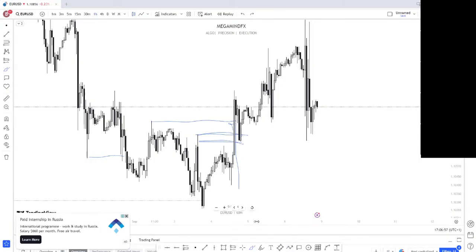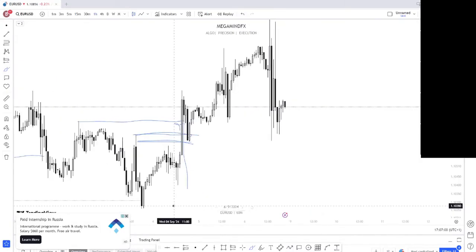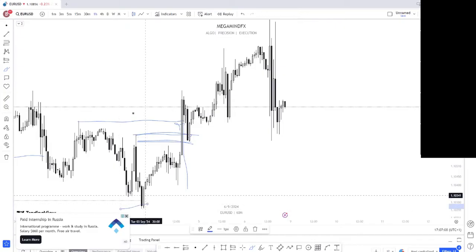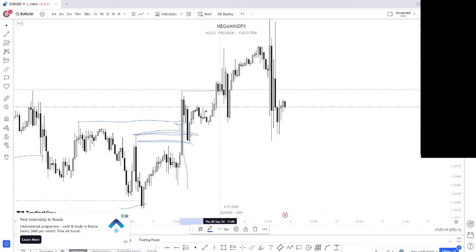Can you explain again what that internal liquidity is? It's not very clear to me. All right. So internal liquidity basically is the structure within an external liquidity grab and the transactional liquidity. Okay. Thank you. That's simple. So these two, after this transactional liquidity was taken, this is an internal liquidity. You see that now?